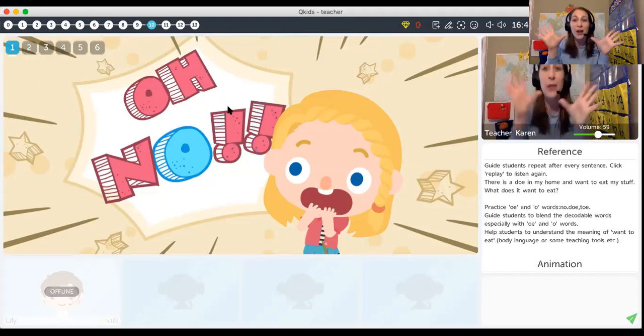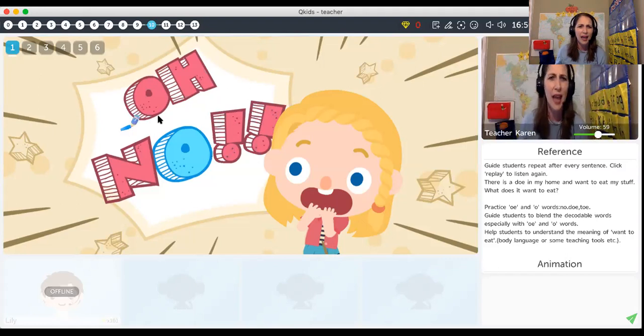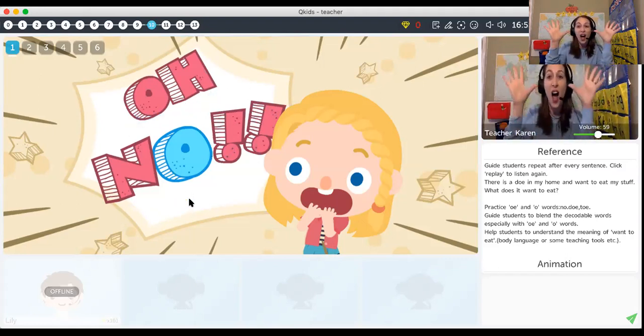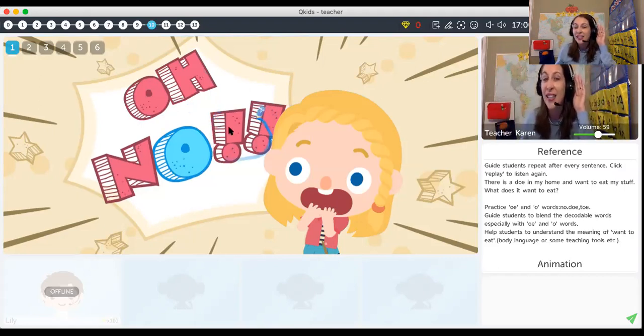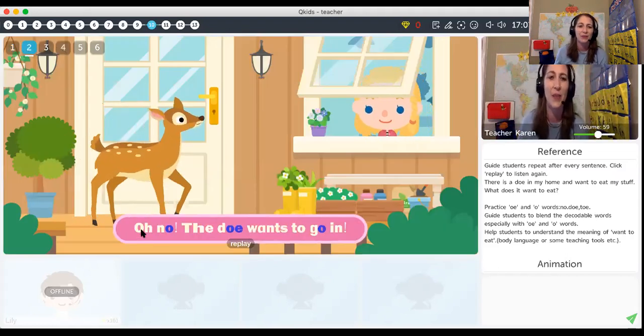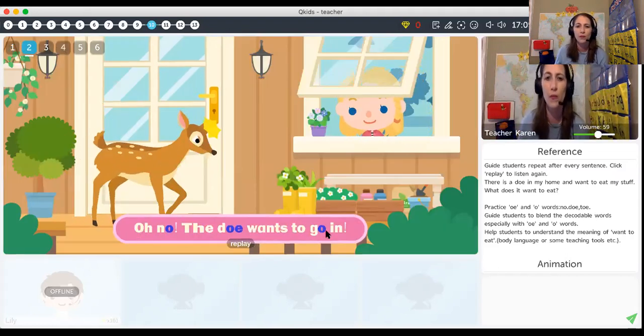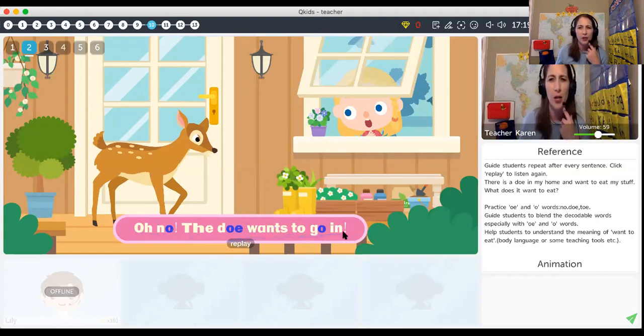Exclamation means expression. What does this say? And she said, oh no. And I was like, oh, let's get excited. Oh no. Yes, use expression. Oh no. Good. So, okay, they repeat the words. So we read it together. Oh no, the dough wants to go in. If they read it monotone, I would probably have them go back and read using expression.